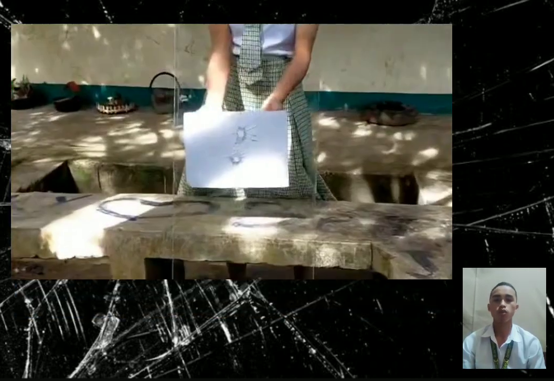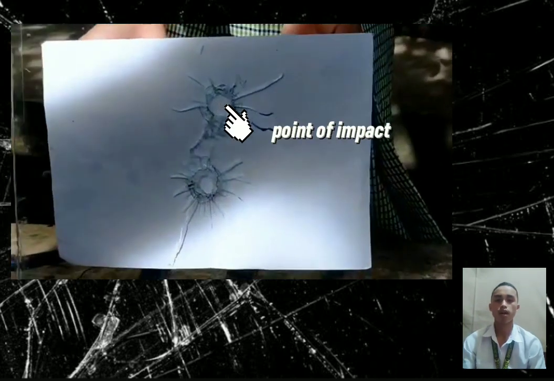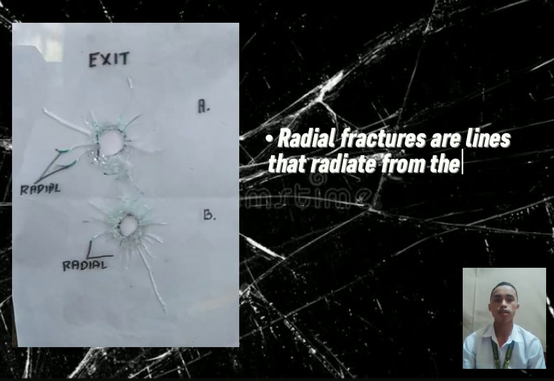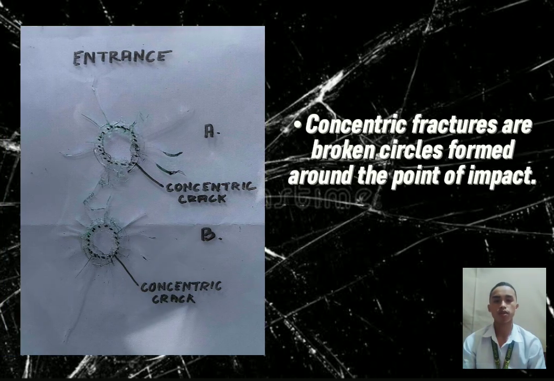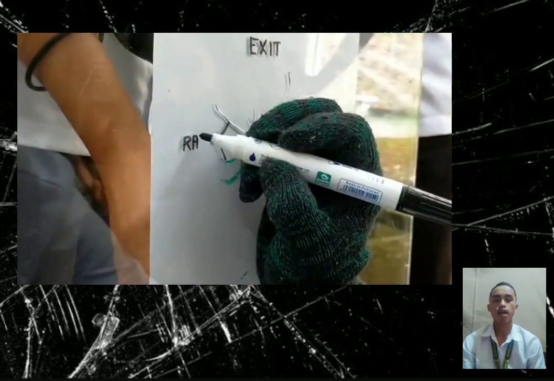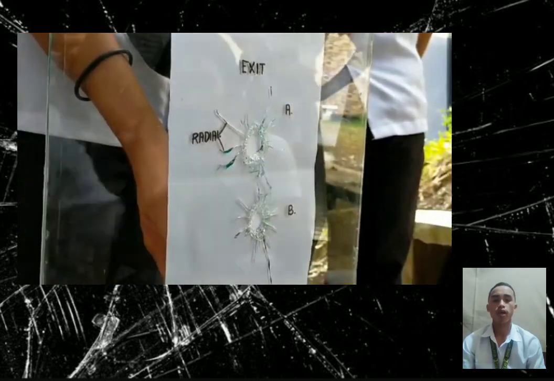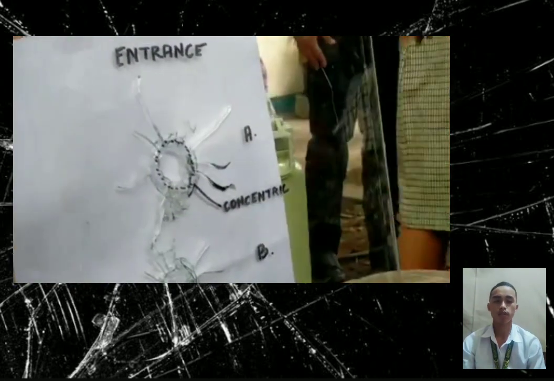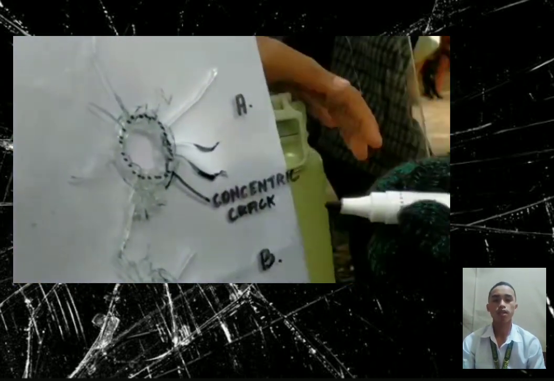When the bullet was shot with force, we can see the point of impact, and the projectile leaves a round crater-shaped hole which is surrounded by radial and concentric cracks. Radial fractures are lines that radiate from the point of impact, while concentric fractures are broken circles formed around the point of impact. The radial fractures can be found at the exit point, while the concentric fractures can be found on the opposite side, which is the entrance point, where the projectile hits.